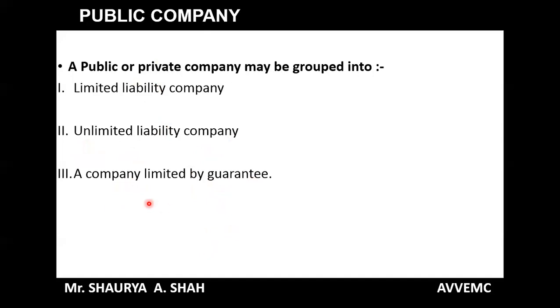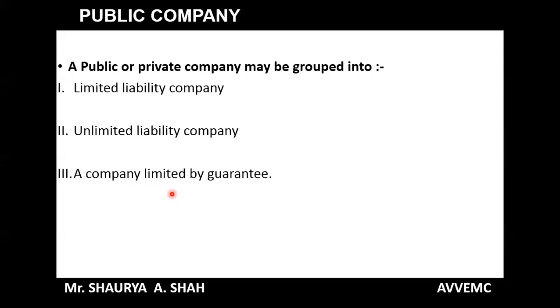Again, it is a kind of company, students, where the members of the memorandum of association undertake to contribute to the assets of the company in the event of its being wound up. So what do you mean by that? Shareholders give the guarantee up to a particular amount. For example, my paid up capital is 2 lakh rupees, but in the very beginning of the company, when we start with the memorandum of association, we decide in advance up to what amount I am giving the guarantee to pay back the liabilities.